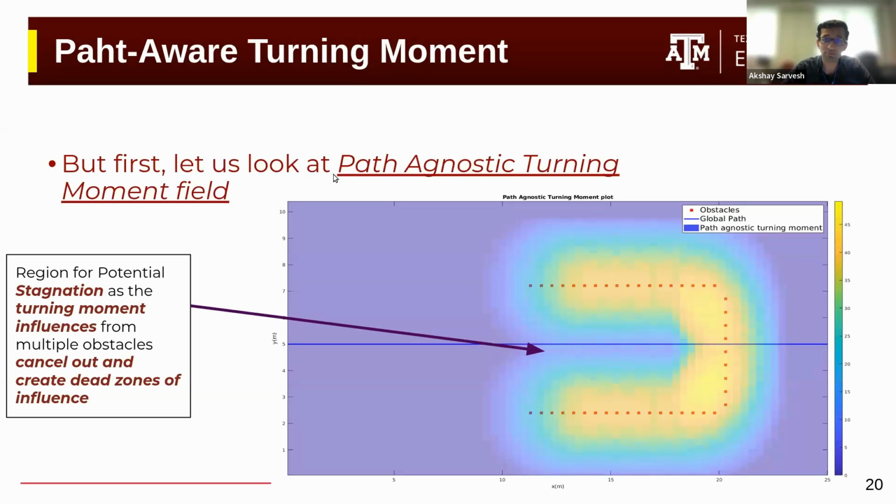But first, let's look at path-agnostic turning moment field. With a path-agnostic turning moment field, as we see in the context of potential field methods, there exists this region where we call it a dead zone. We call it a dead zone because the influences from the obstacle cancel out each other. These influences, after getting canceled out, create this channel that tells the algorithm that there are no obstacles here. It tells you that it's all A-okay, it's all good to go along this path, but it turns out that it's not the best path. This is what happens when we look at a path-agnostic turning moment field.